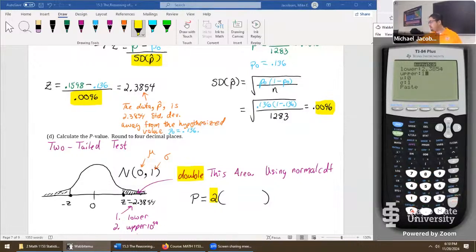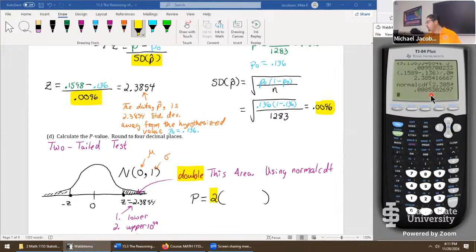Upper value, 10 power 99. Mu and sigma are now set correctly, so this is what your calculator should look like at this stage. Hit enter again, and then again, and we finally have a p-value. Excuse me, no we don't. I already forgot. That's not the p-value at all, right? Because we have to double it.